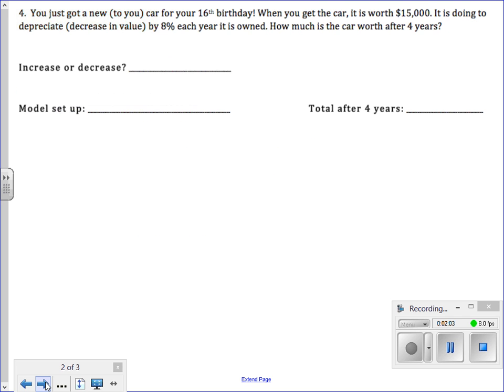All right, looking at number 4. You just got a new to you car for your 16th birthday. When you get the car, it's worth $15,000. It is going to depreciate, which means decrease in value, by 8% every year that you own it. How much is the car worth after 4 years? Well, we already know it's decreasing. When you depreciate, you're going to decrease in value.